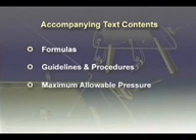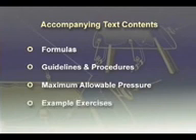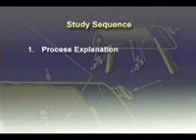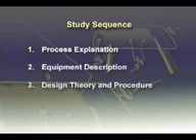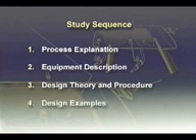The text that accompanies this presentation contains the necessary formulas for designing a three-phase separator, together with guidelines and step-by-step design procedures for sizing and selecting a separator. The text also has tables of maximum allowable working pressures for various vessel diameters, along with example exercises with solutions. After viewing this introductory video, please follow the sequence outlined here. First, read the process explanation. Then, review the equipment description. Then, study the design theory and procedure. Work through the design examples.